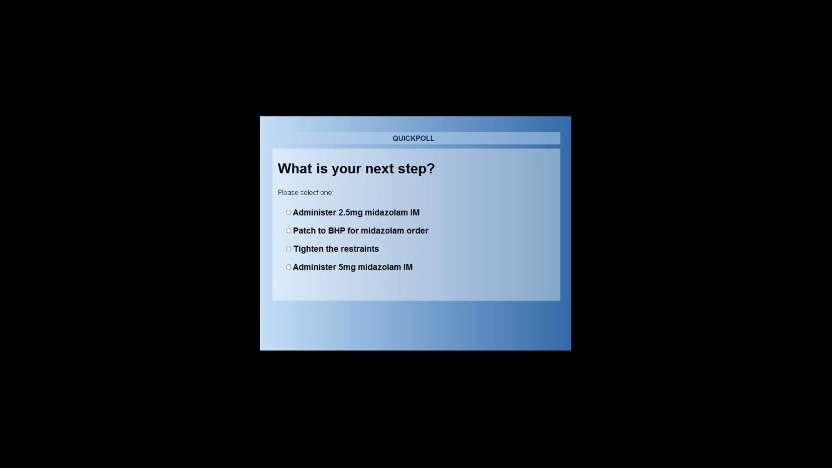All right, so third question's up there now. Everyone give it a shot. So what is your next step with this patient we've been talking about? We're going to administer 2.5 milligrams of midazolam IM, patch to the BHP for an order for midazolam, tighten the restraints, or administer 5 milligrams of midazolam IM.